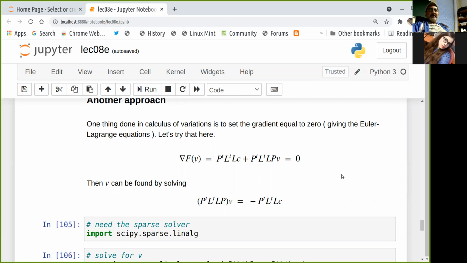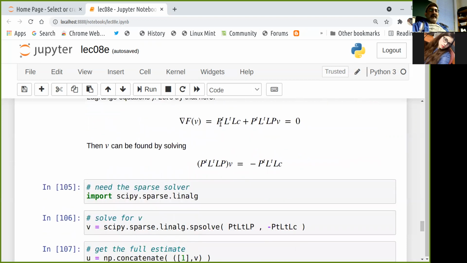Or we can look at it this way. When you take the derivative and you set it equal to 0, you're looking for the maximum or the minimum, right? So we set it equal to 0 while looking for the maximum. Okay, now, if we move this constant vector over to the other side, we get this. So all I need, in order to find the V, another way of doing it is just to solve this equation. P transpose LP acting on V is equal to minus this constant vector, whatever it is.